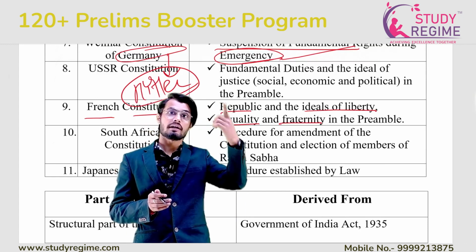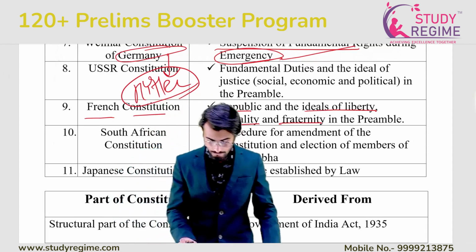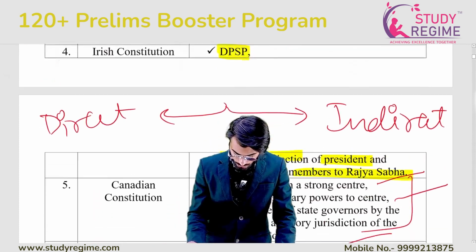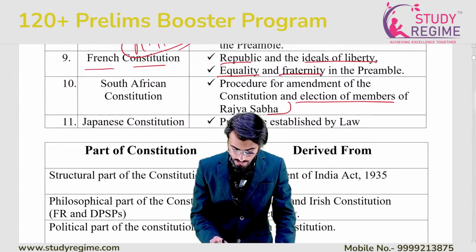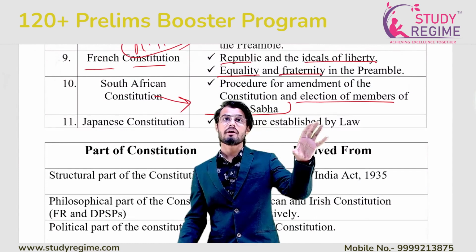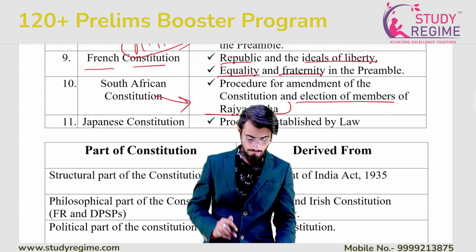See, the procedure of election of Rajya Sabha members, you can see we have already discussed in Irish constitution, but here the election of members of Rajya Sabha is derived from South Africa. So you have to not get confused. Nomination from Canada and then procedure and the election process from South Africa.